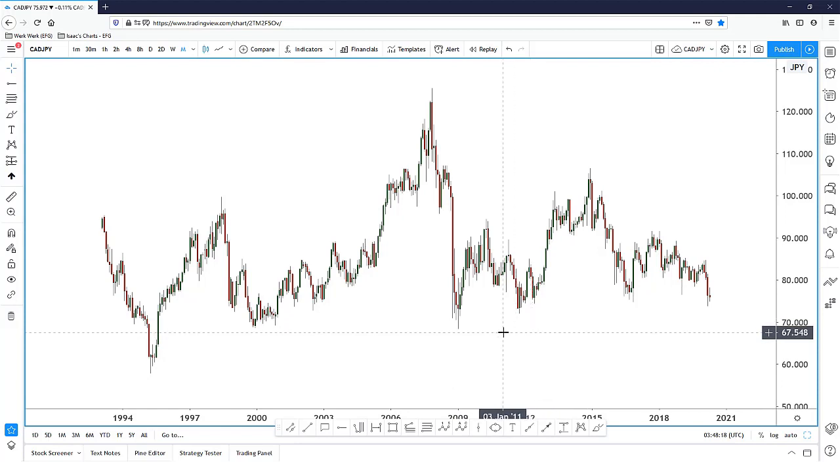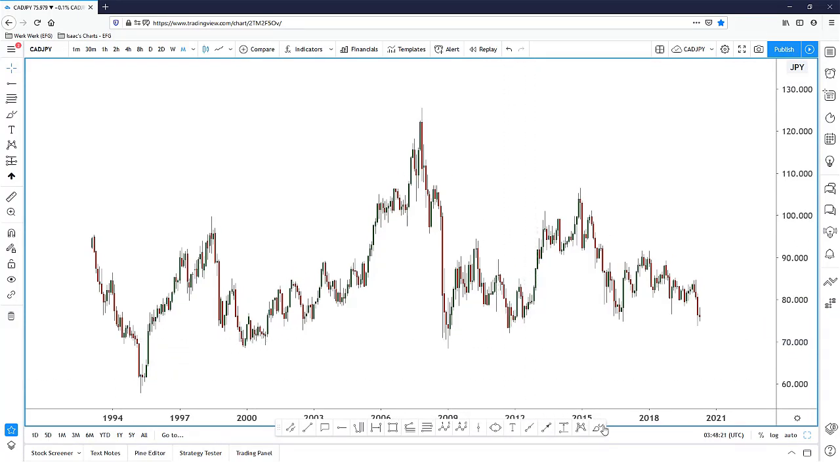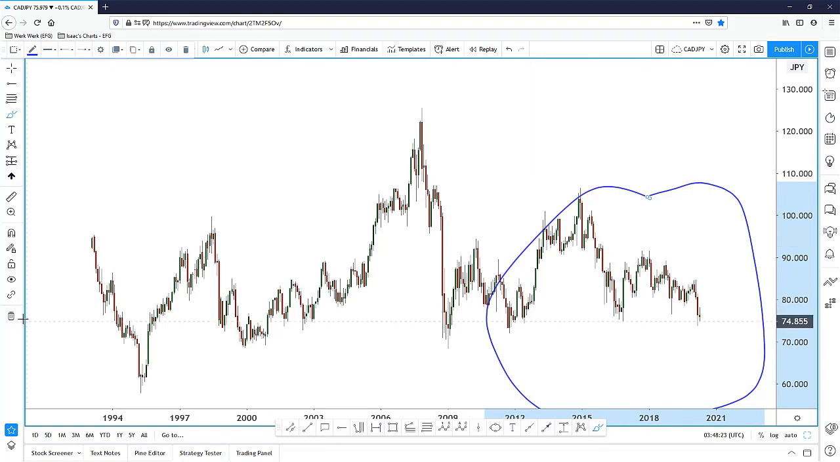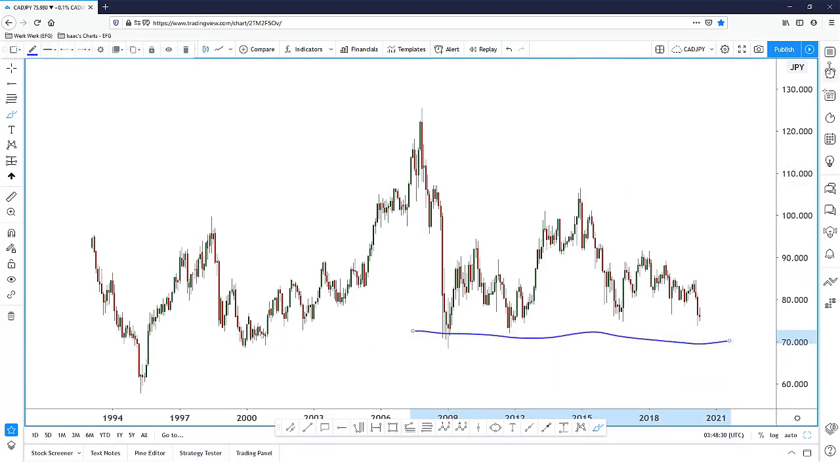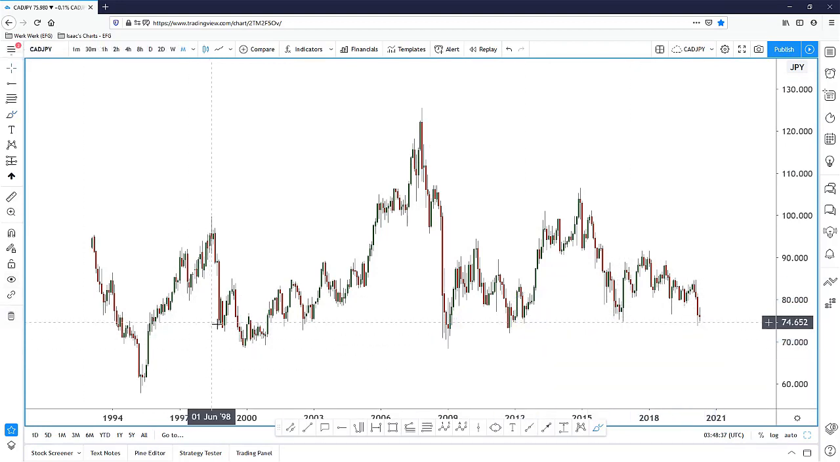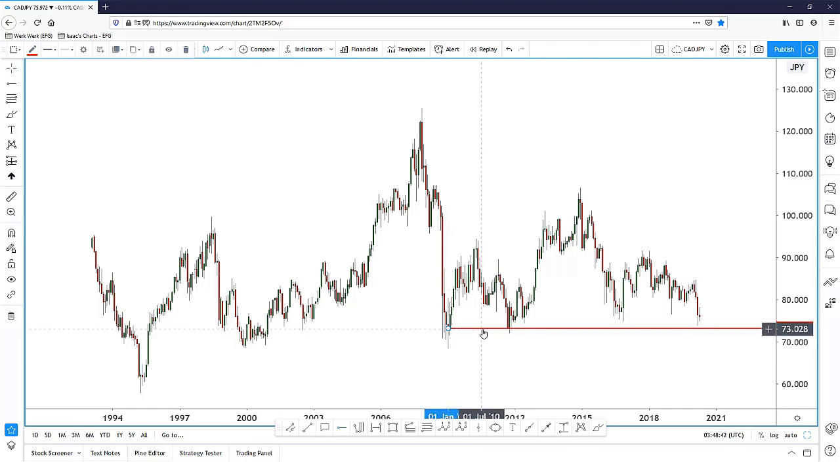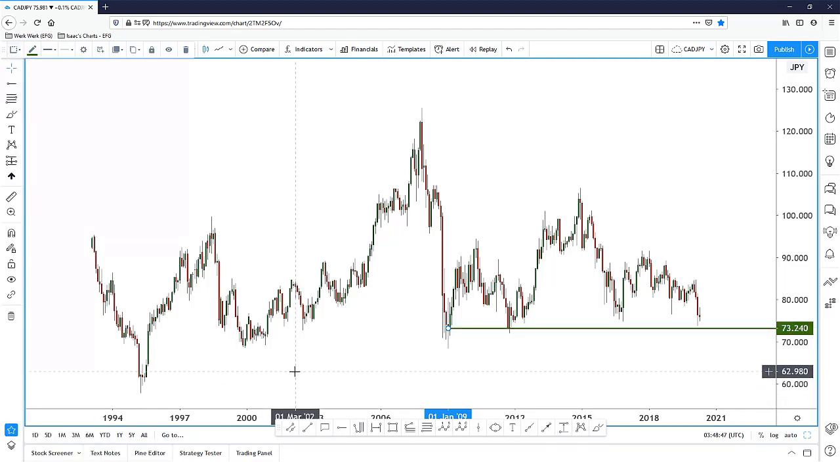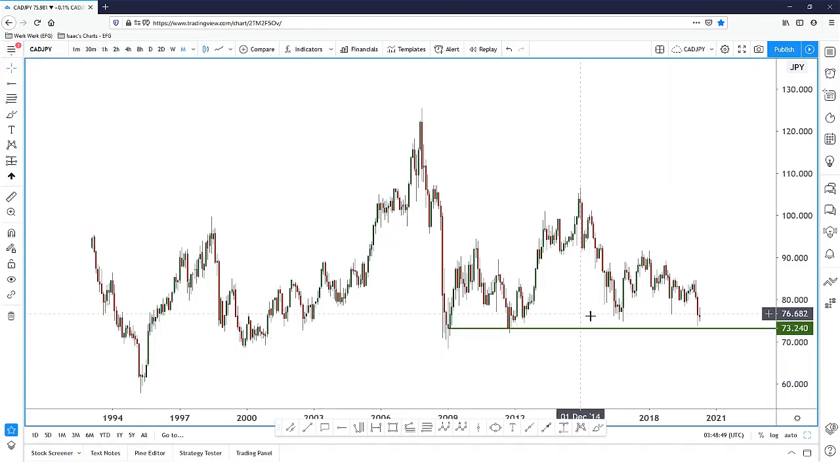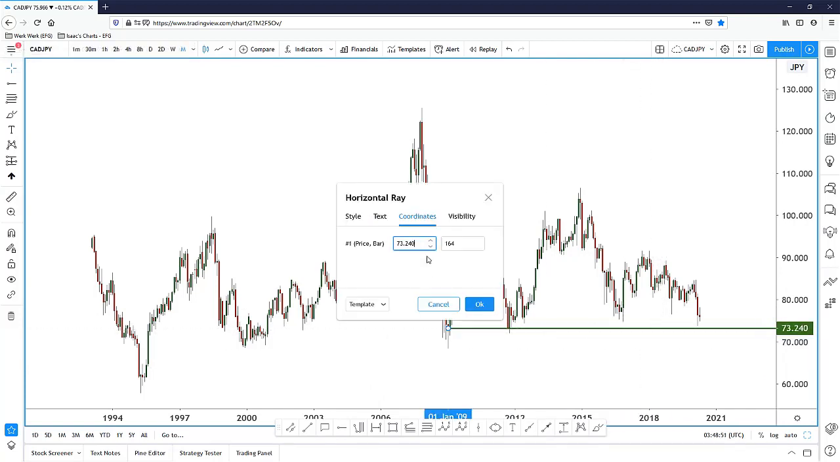Over here, we're on the monthly right now, and we want to focus on the recent prices. We see that price tested this level twice: once here, another time here, came relatively close here, and recently in March. So let's put a level there, at this close, and call this our long-term support. This is quite a strong level, so graphically we can just keep it there.